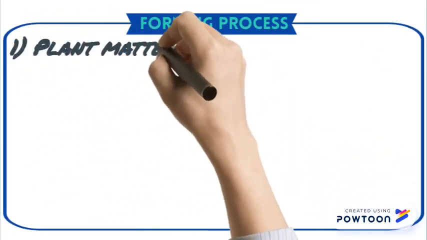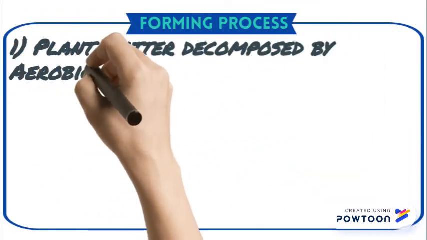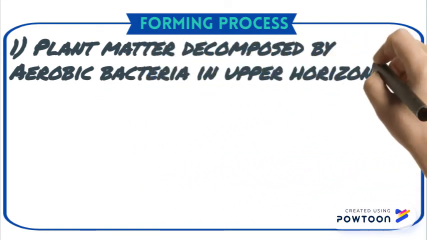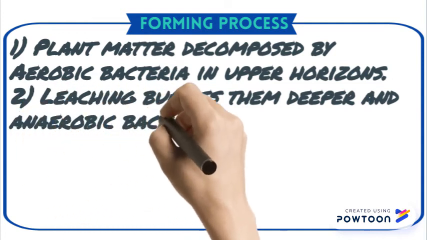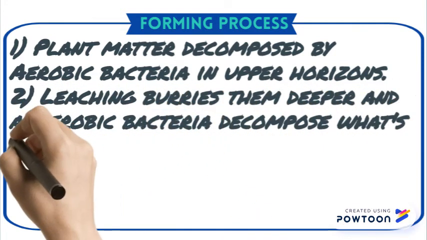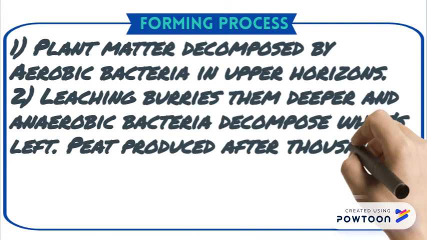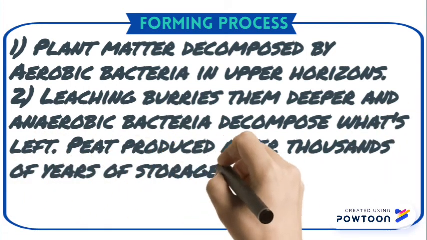Coal is formed when organic matter, mostly from plants, is decomposed by aerobic bacteria in upper horizons. Through leaching, this partially decomposed matter is afterwards decomposed even more by anaerobic bacteria. After thousands of years of saturation pressure, peat is formed.